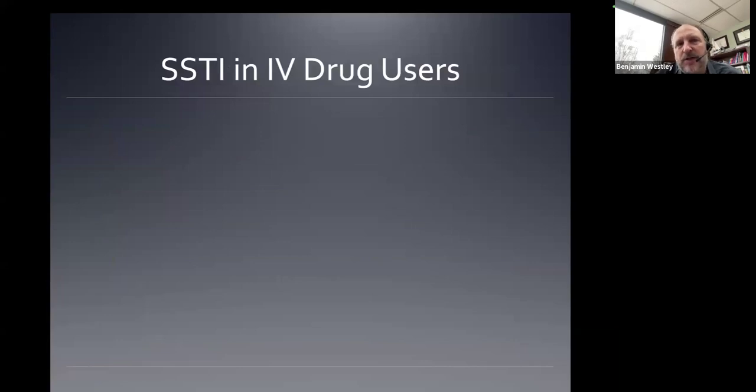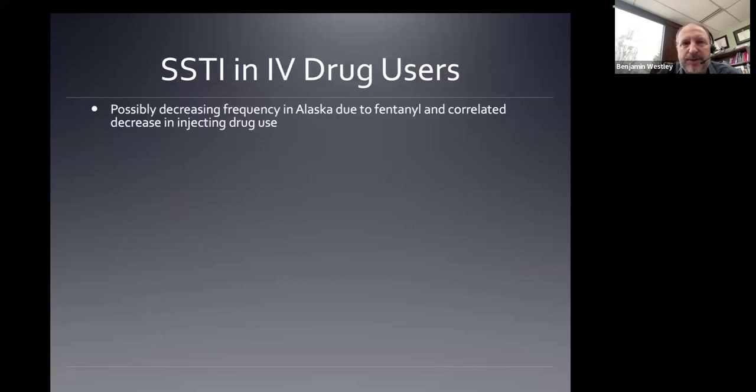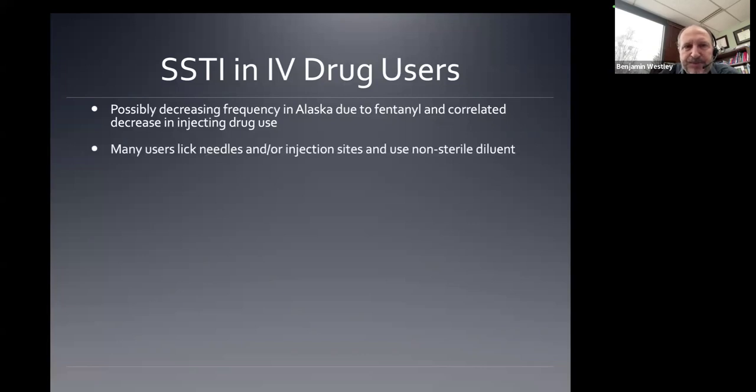Okay. Lastly, we should talk about skin and soft tissue infections in drug users. I don't know that it's good exactly, but I think we could say that there's been a pretty sharp drop-off in severe skin and soft tissue infections in IV drug users in Alaska, and it appears to be correlated to fentanyl availability and decreased heroin availability. And in fact, the needle exchanges are handing out substantially fewer needles the last couple of years as fentanyl has supplanted heroin in our communities.